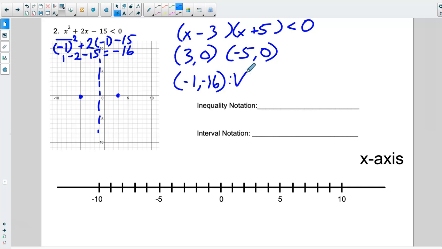So my vertex is negative 1, negative 16. So we're not going to scale this one because our scale is actually on the graph. So we're going to actually do some bad math here. We're going to just go ahead and put our dot way down there.